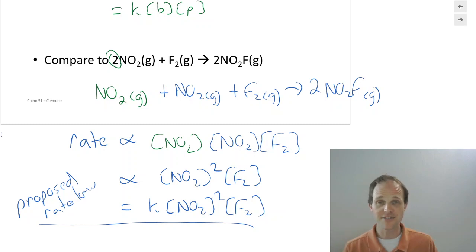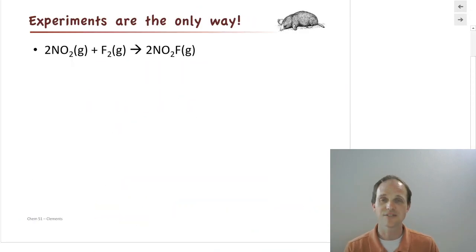We can figure out all sorts of things from overall reactions. We can figure out stoichiometry, we can figure out enthalpy, all sorts of things. But kinetics and rate are not one of them. So, how are we actually going to figure out how the rate of these things depends on the concentrations of NO2 and F2? And it turns out there's only one way. The way is you have to do experiments.